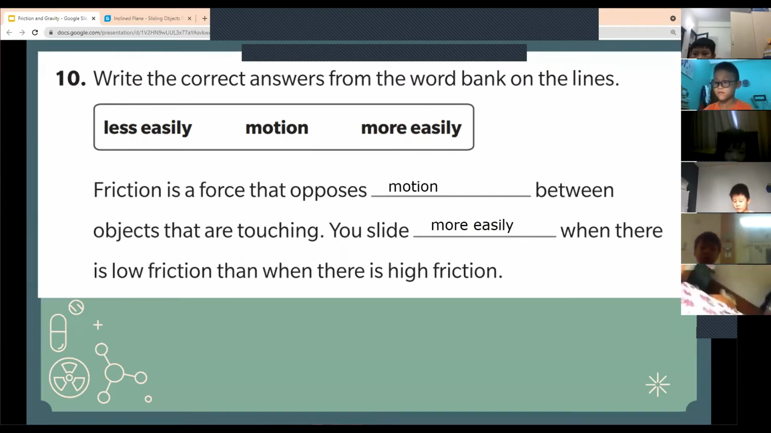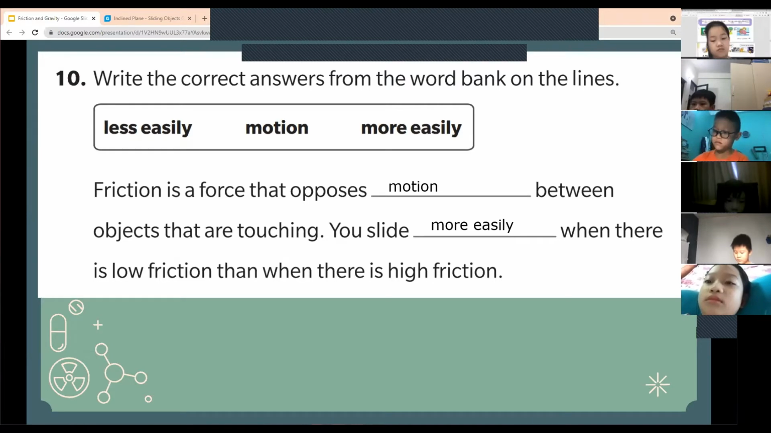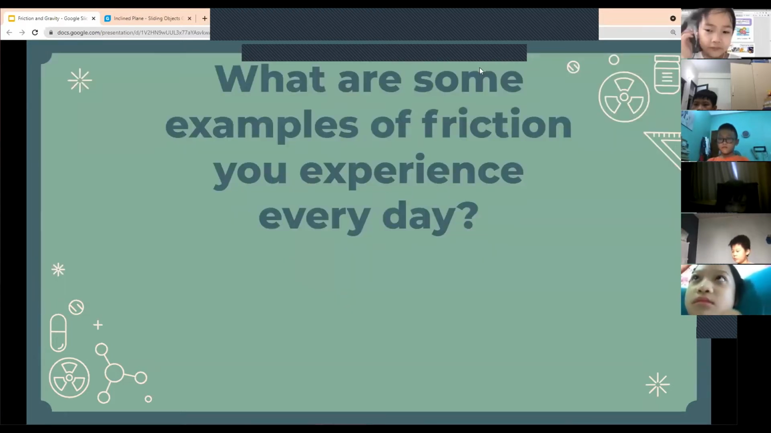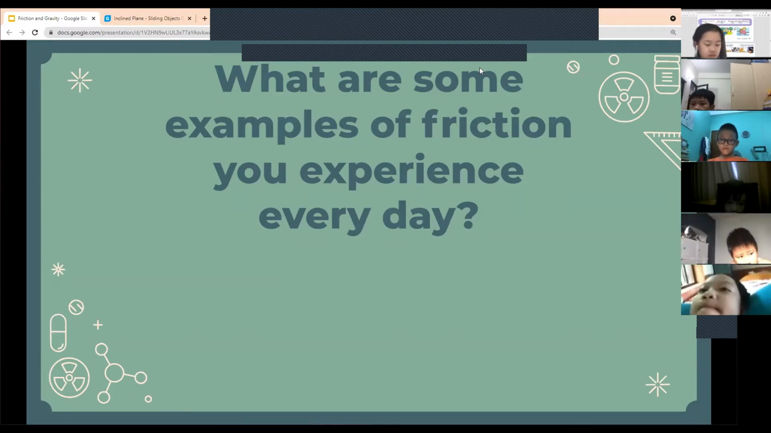Friction is a force that opposes motion between objects that are touching. You slide more easily when there is low friction than when there is high friction. Thank you. Okay. What are some examples of friction you experience every day? Think of times that you're rubbing against something.